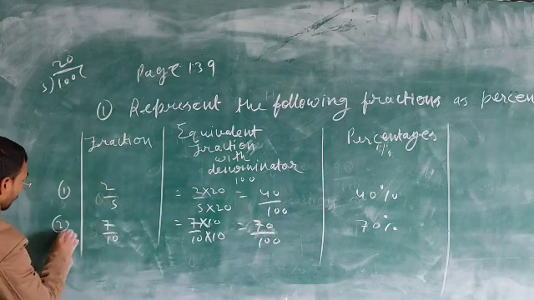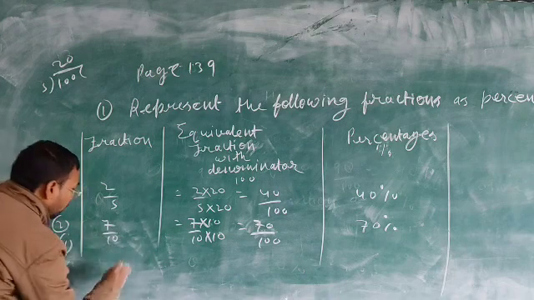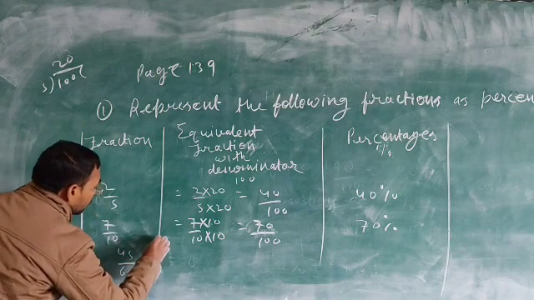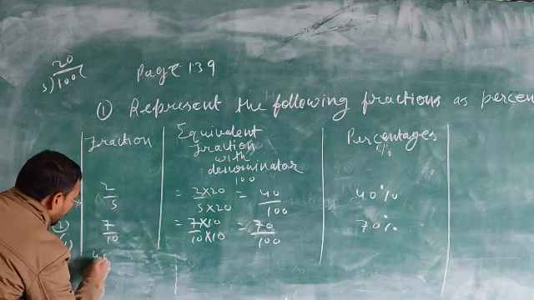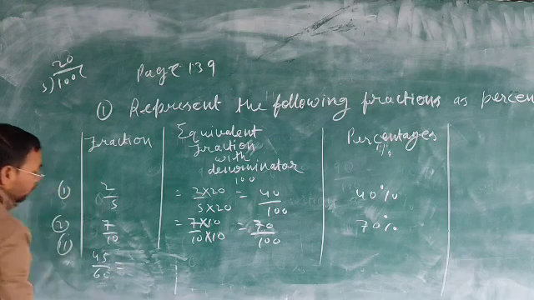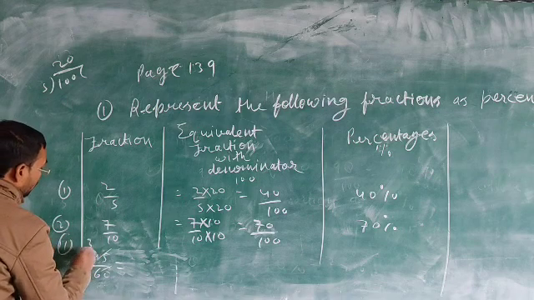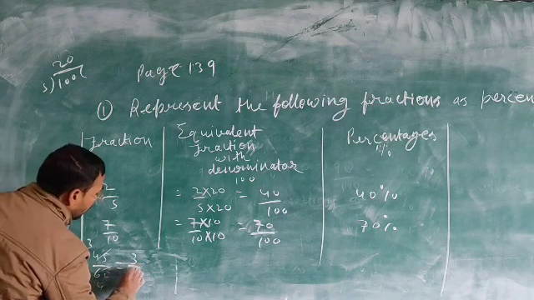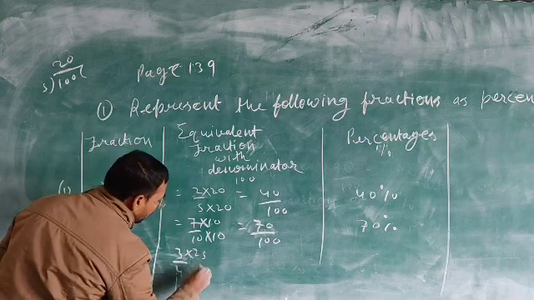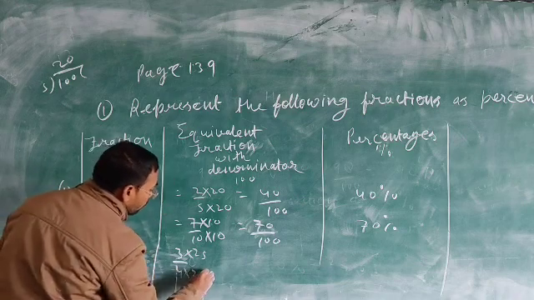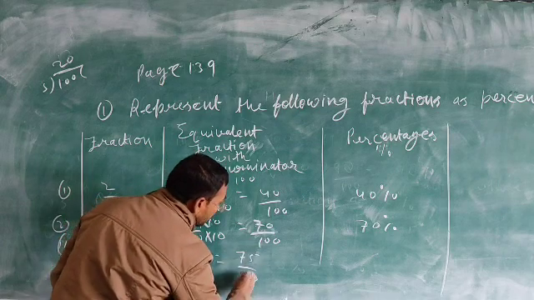Here the 11th one is different. 45 by 60. See children, this is not in the lowest terms. This fraction is not in the lowest terms. First reduce to the lowest terms by dividing by 15. 15 threes are 45, 15 fours are 60, so 3 by 4. So 3 by 4 multiplied by 25, since the multiple of 4 will be 100. So 75 by 100, this means 75%.